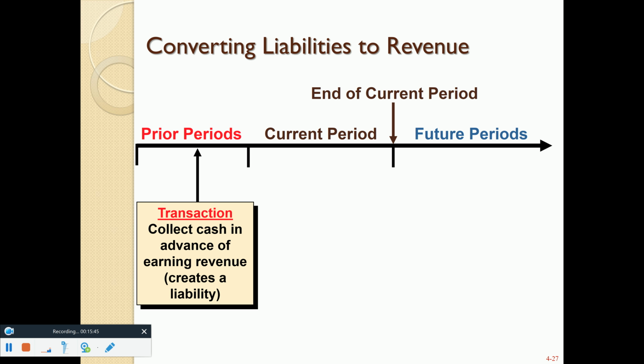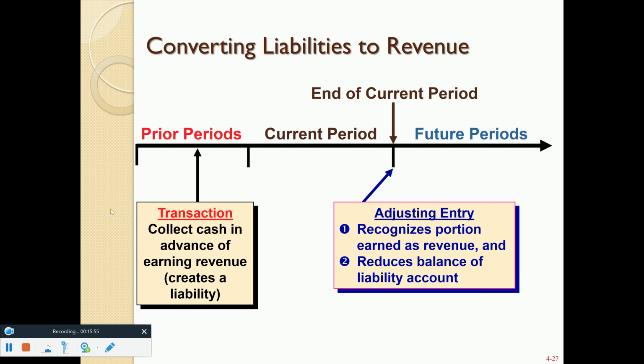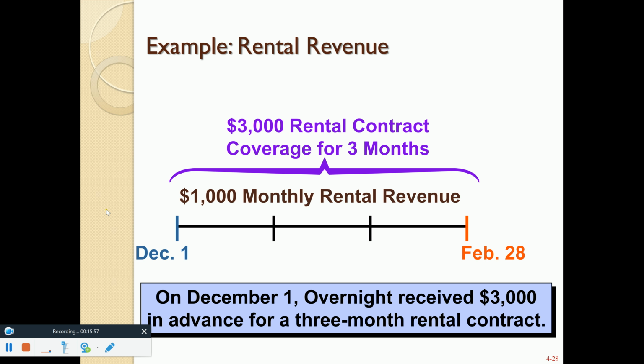The second type of adjustment, converting a liability to a revenue. And the good example here is when we collect from our customer in advance of us doing anything for that customer. All right, so let's take a look. On December 1, Overnight received $3,000 in advance for a 3-month rental contract. So what we've done is we've rented some space at our garage. You've seen this around where some commercial vehicles are parked at a gas station overnight. Now, they pay rent for those spots. And so that's exactly what we have going on here.